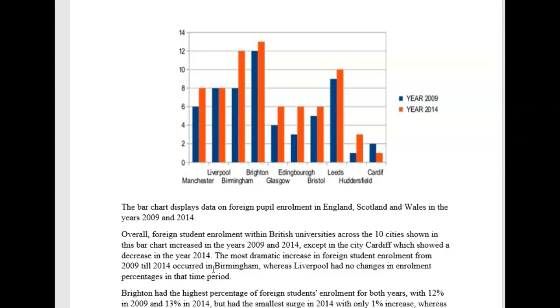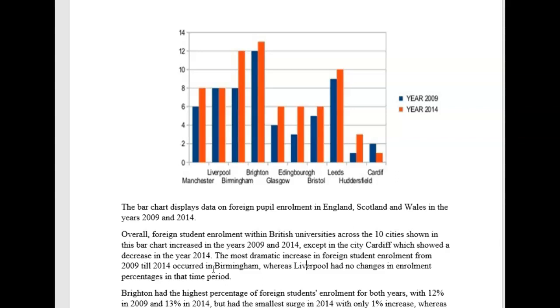So for me, an overview would have been something like of the 10 universities, Brighton had the largest international enrollment, whereas Cardiff had the least. That's it. That's an overview. Okay? Or you could have said, no, you don't want to say that because then you're getting into detail. But that would have been a good one.